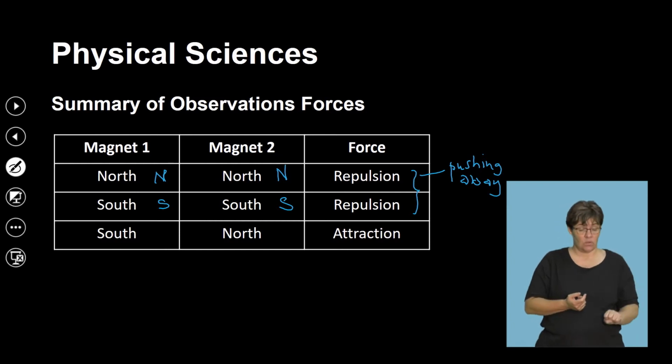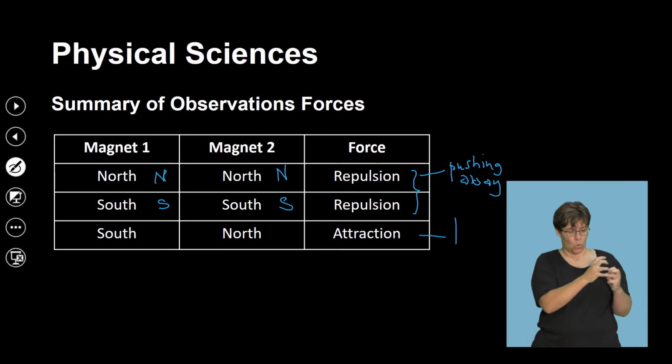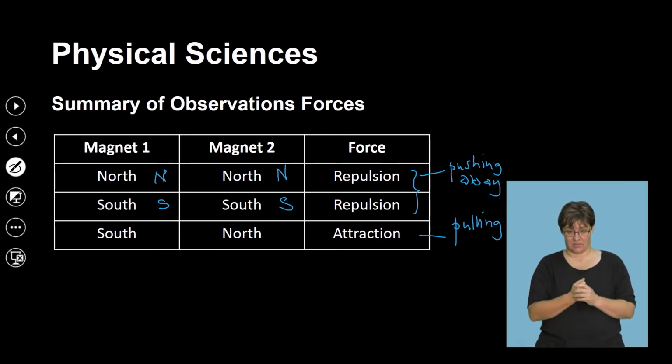What about south and north? Similarly, which is north and south, because we're not paying attention to the order. This is pulling towards each other, okay? This is the actual description of the observation, pulling towards each other, right?